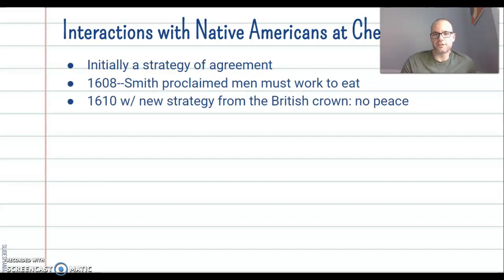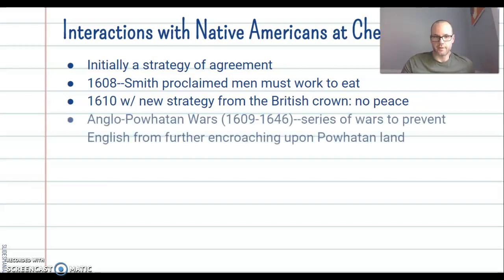And again, to prevent the starving time from persisting, John Smith says, "Hey, we got to work, otherwise we're not going to be able to eat. We're not going to be able to survive." So they wind up working, and that creates this peace with Native Americans. But in 1610, we see that completely change where the British Crown is like, you know what, no peace. We're going to exterminate as many as possible.